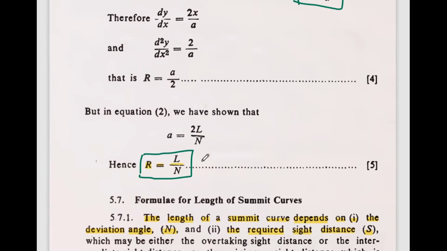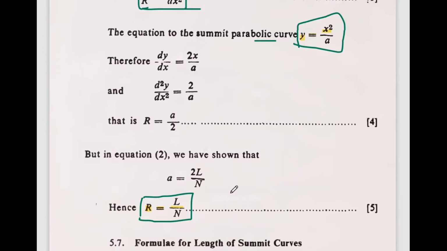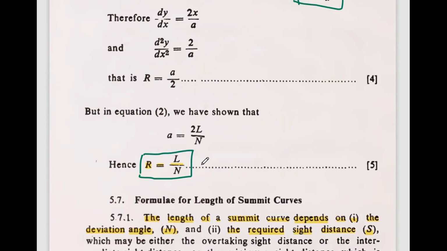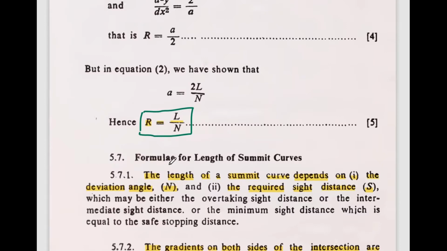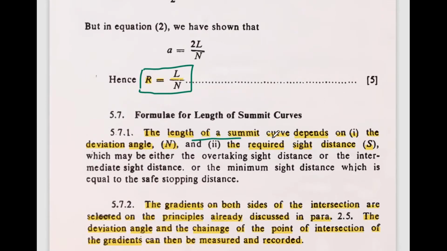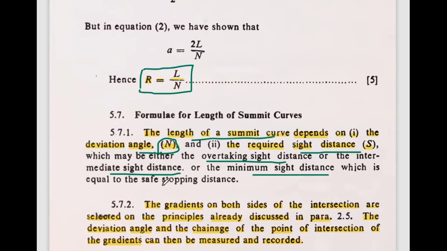I hope till now everything is clear to you. This is the calculation part, so there is nothing much to discuss. Let's move ahead, 5.7. Here they talk about the formula for the length of the summit curve. They have mentioned that the length of the summit curve depends first on the deviation angle and another is the required side distance. This side distance can be anything: overtaking side distance, intermediate side distance, or minimum side distance, which is equal to the safe stopping side distance.